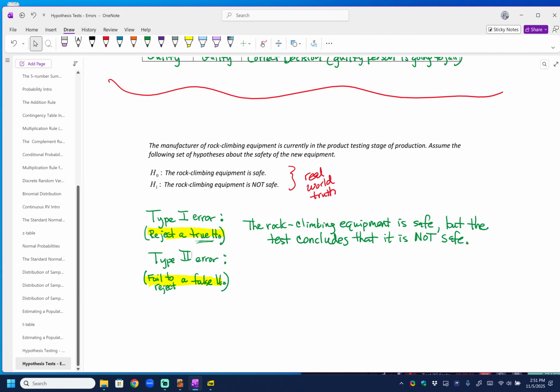So if we start with the truth of the null, which in this case is that it is false. So if this is false, that means this is what we're determining. So we would say right off the bat that the rock climbing equipment is not safe.